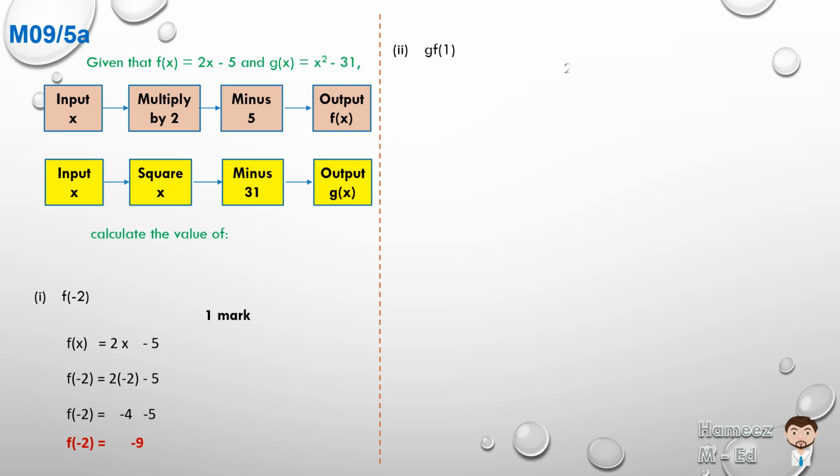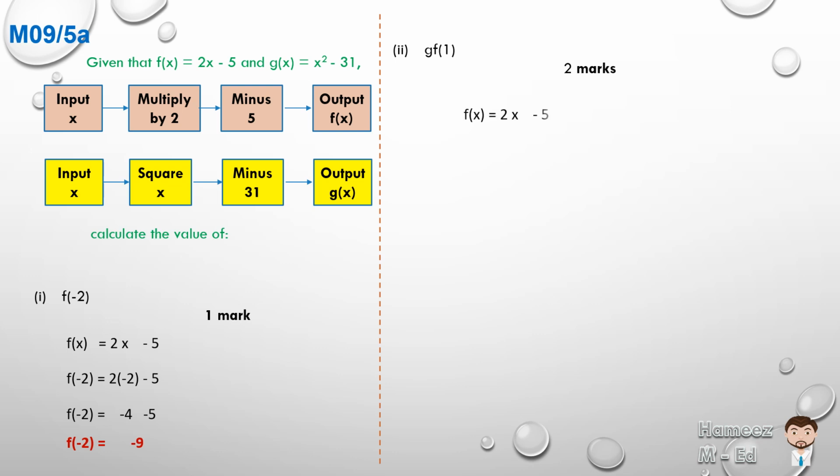And for part 2, find g f of 1. So this is a composition of functions, meaning 2 functions are happening there. The first function would be we're looking at the value 1 as our input, and we're operating what's closest to it. F is closest to it. So we're going to operate or use the rules of f on 1. That's the first step. So let's rewrite.